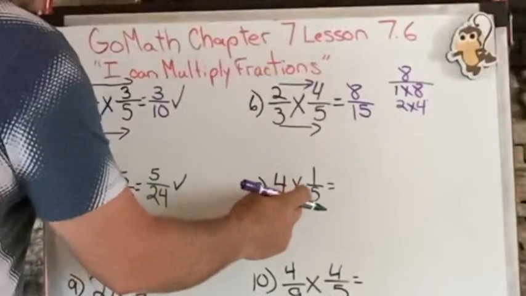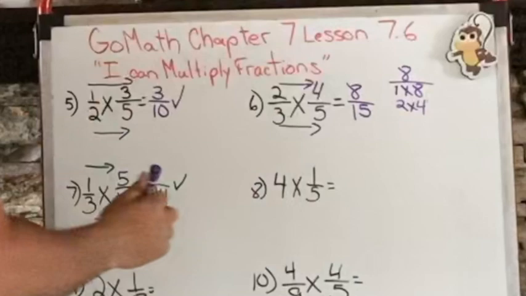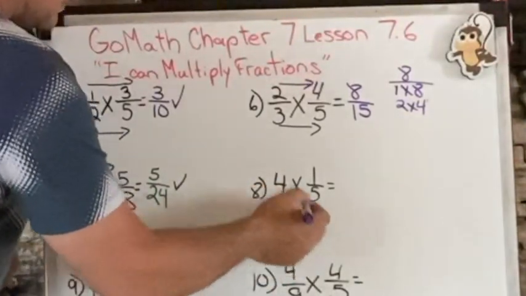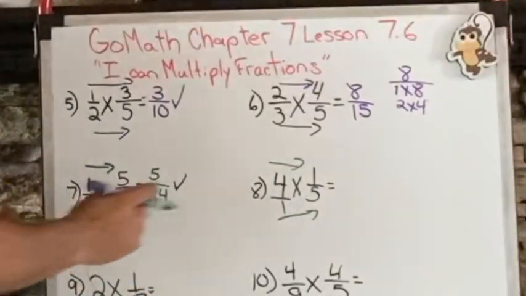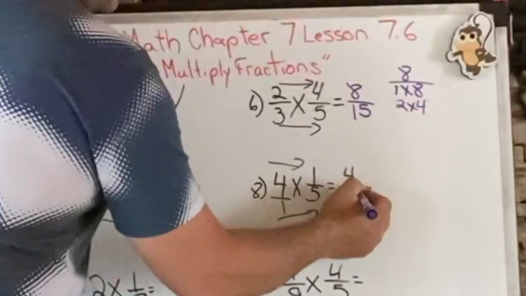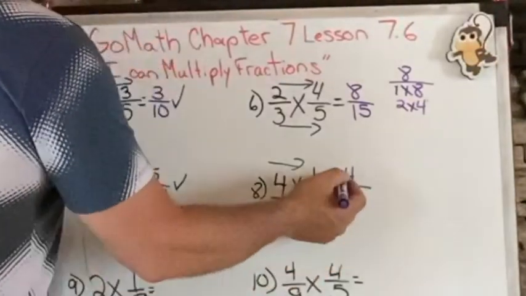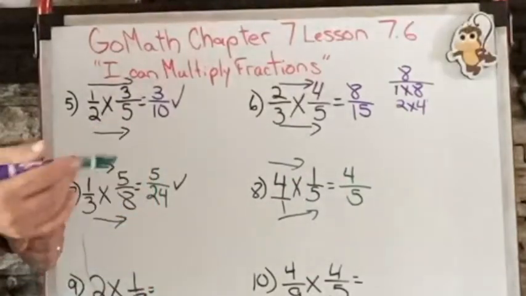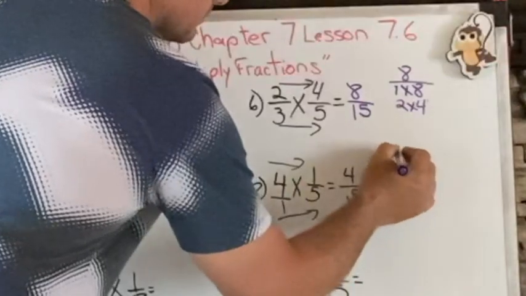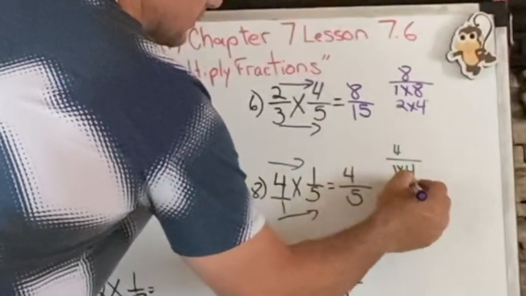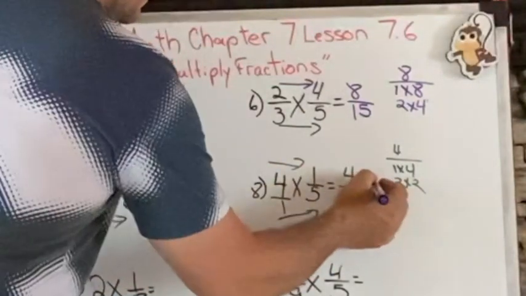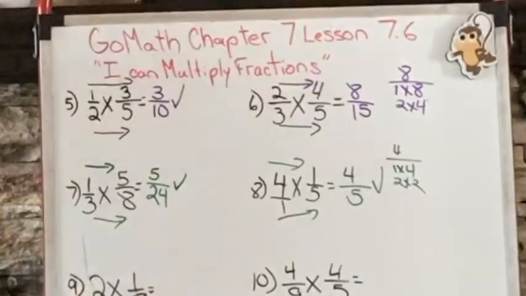Let's go to our next one. I have 4 times 1/5. Remember the coolest trick. Just put the whole number over a 1 and multiply straight across. So 4 times 1 is 4. 1 times 5 is 5. Now I have 4/5. What goes into 4? We've got 1 times 4 and 2 times 2. Can 2 or 4 go into 5? Nope, we're done.